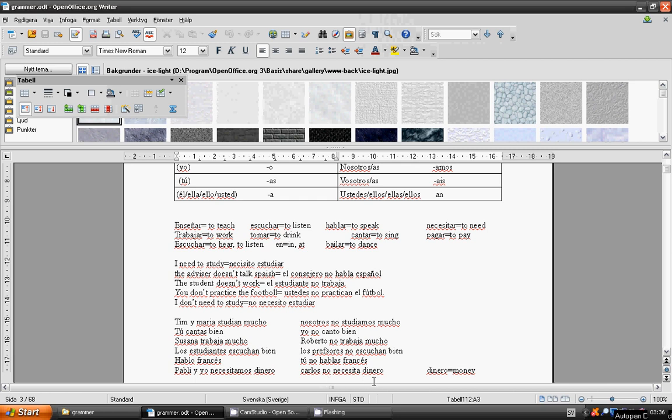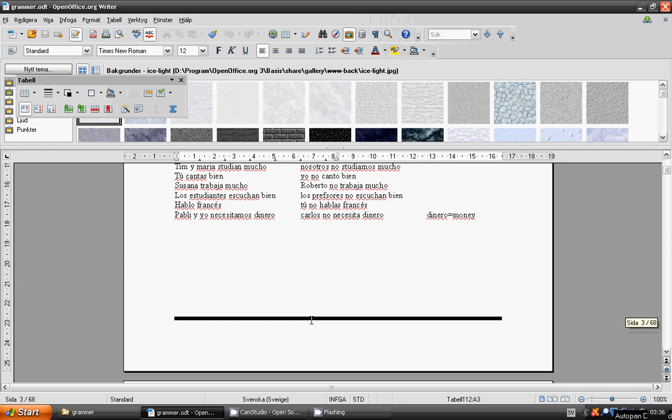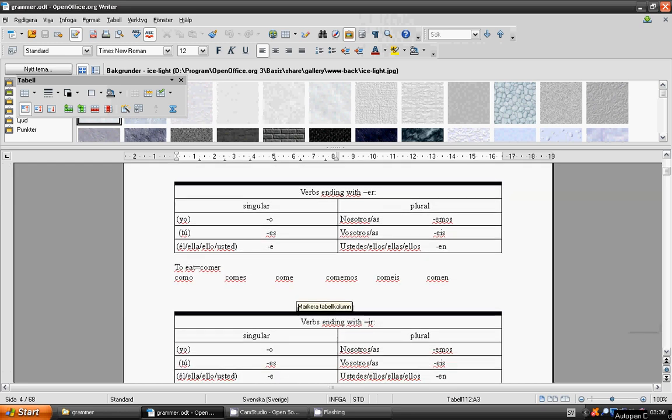Verbs ending with ER or IR. ER or IR is replaced with O, ES, E, EMOS, ÉIS, EN. Example, to eat is comer: yo como, tú comes, él come, nosotros comemos, vosotros coméis, ellos comen. Or to live, vivir: vivo, vives, vive, vivimos, vivís, viven.